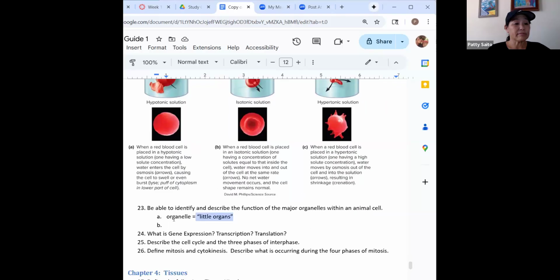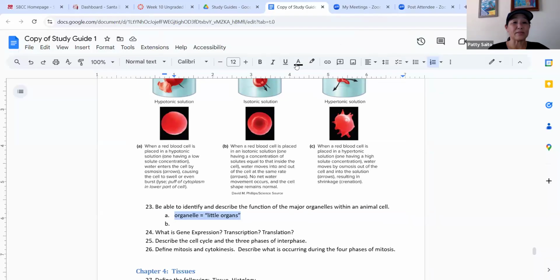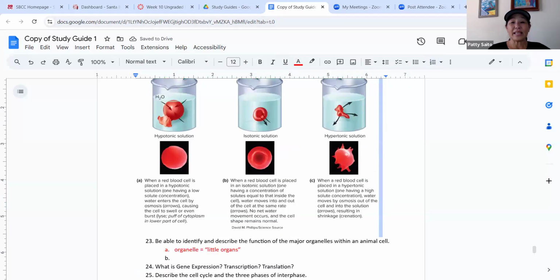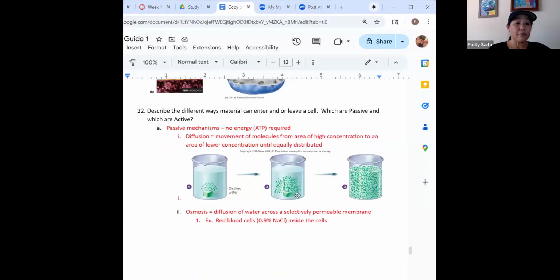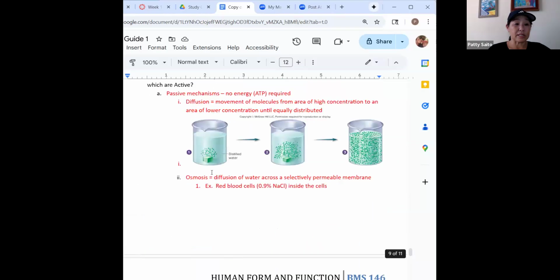Actually, let's finish this one. I never finished it. I just talked about diffusion and osmosis, and there are more. Sorry about that. I got distracted. All right, so let's take a peek. We've talked about two types of passive mechanisms, diffusion and osmosis.